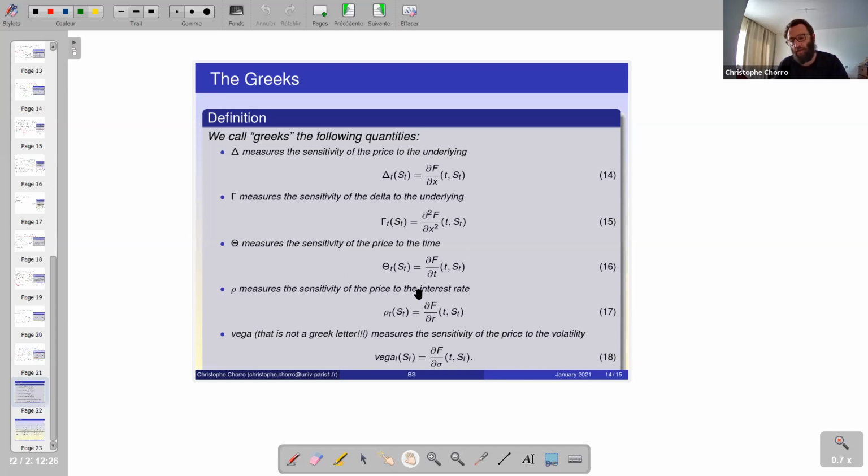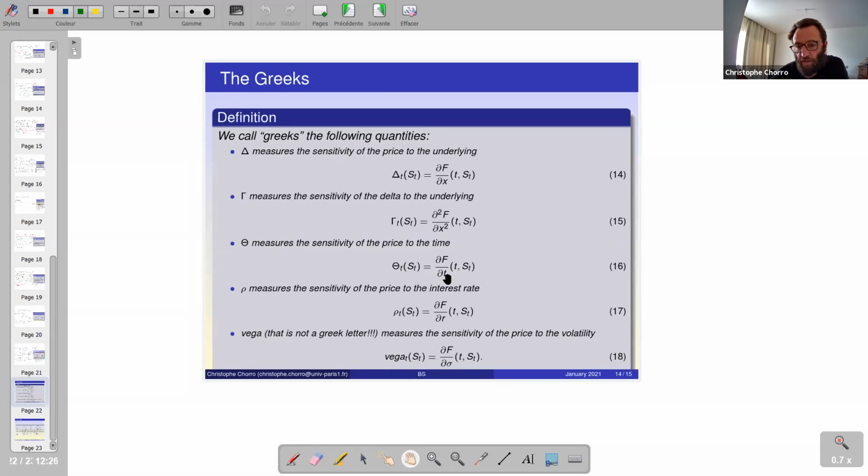We call delta the derivative of the price function with respect to the second variable. We denote by gamma the second derivative of the price function with respect to the second variable at (t, s_t). Theta is the derivative of the price function with respect to the time. Rho is the derivative of the price with respect to the interest rate. And vega, that is not a Greek letter, but is also called a Greek, is the derivative of the price function with respect to the volatility.